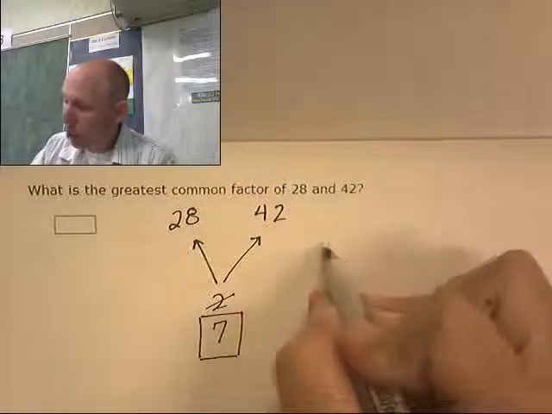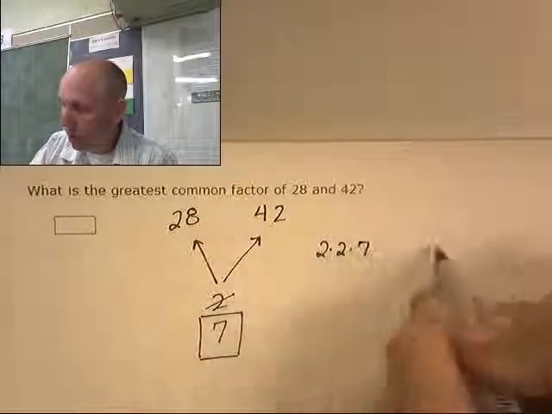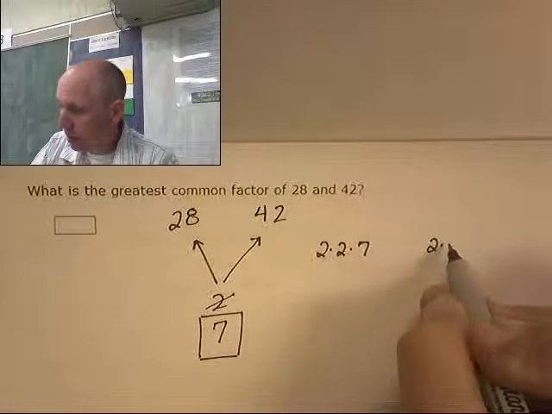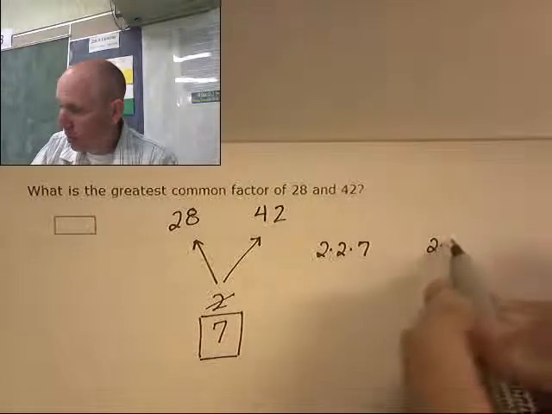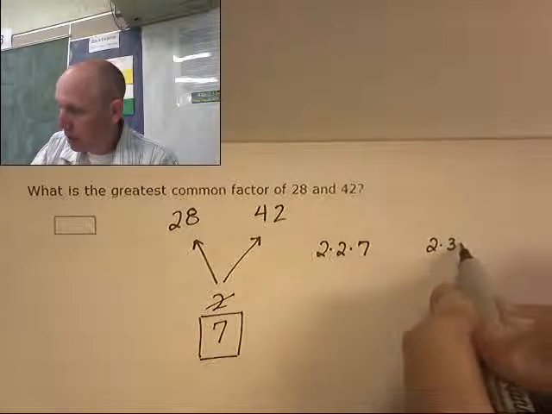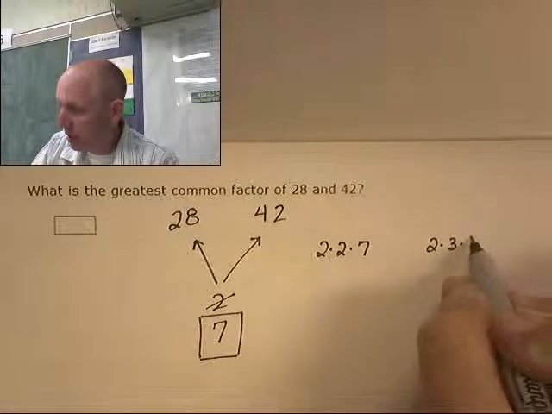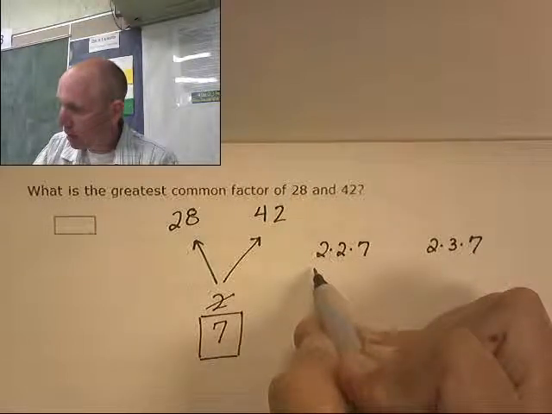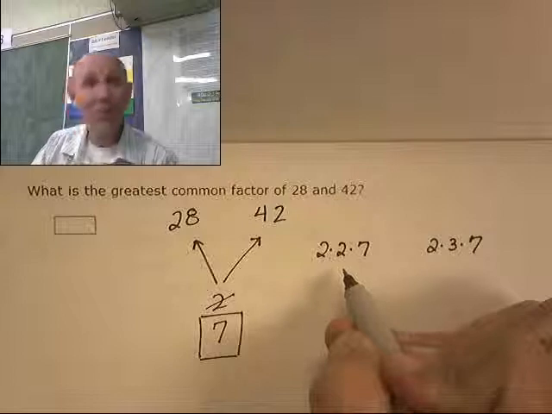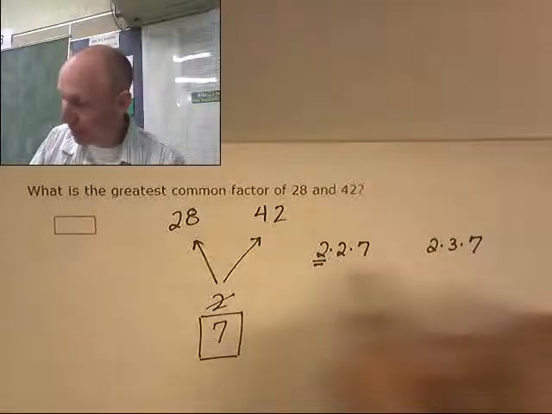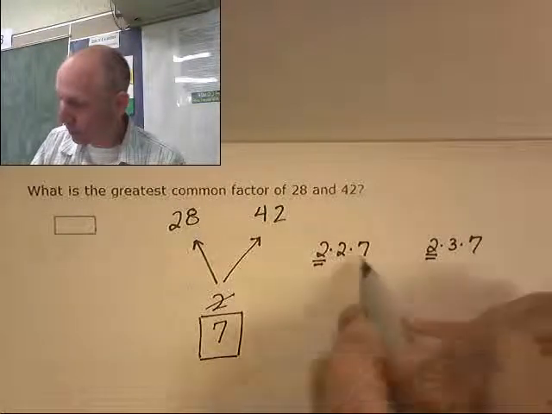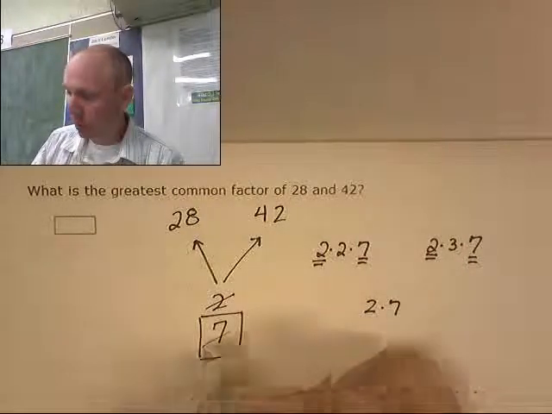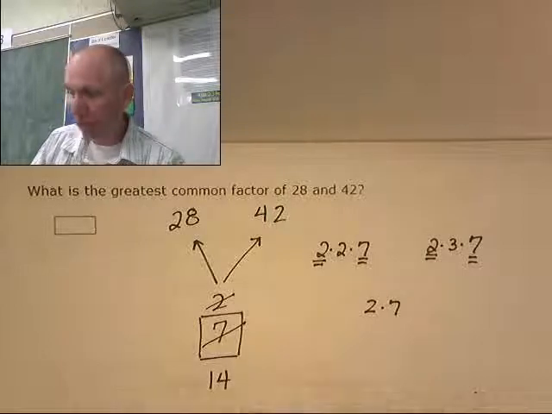Let's see if I'm right. 28, well that's 2 times 7, and 42 is 2 times 3 times 7. Wow, it's 14. I'm glad I did this method. It's 14. See those 2's? See that 7? It's 14. That's not it. There's a bigger one. 14.